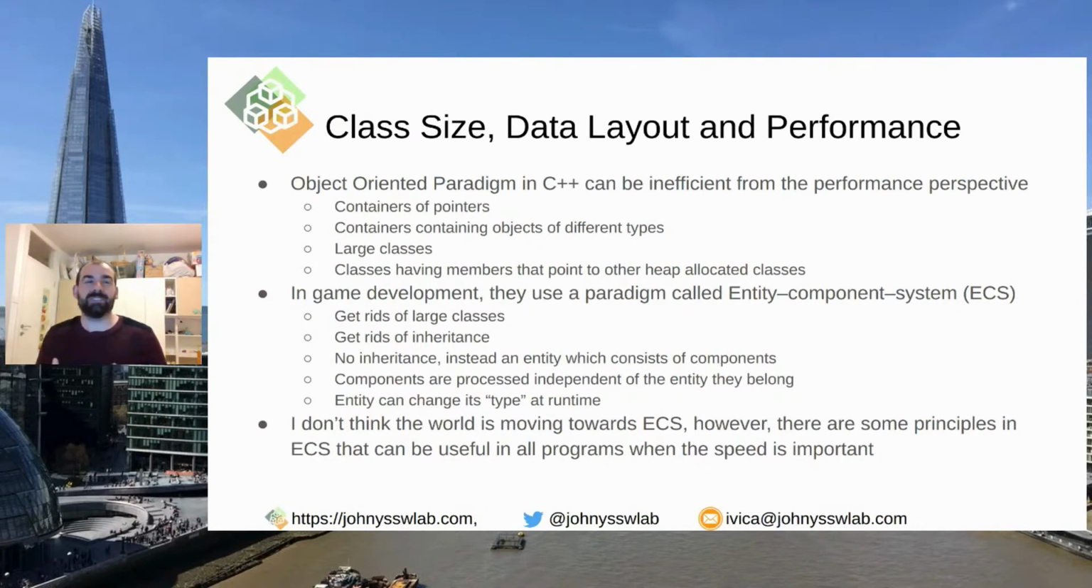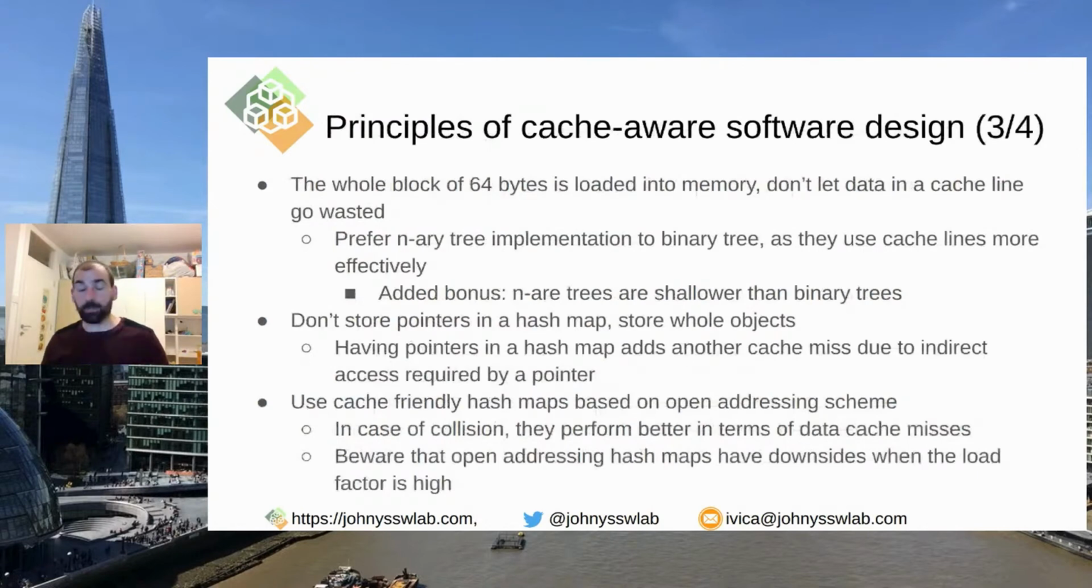But when you have a game that you want to push out to the market, it's really good if it's 5 times faster than if you do it the object-oriented way. For example, the Unity engine is written using the entity component system. I don't think the world is moving toward an entity component system, at least in regular C++ development, but there are some principles there that can be useful in programs where speed is important. Okay, questions?